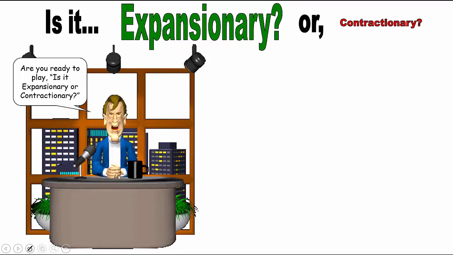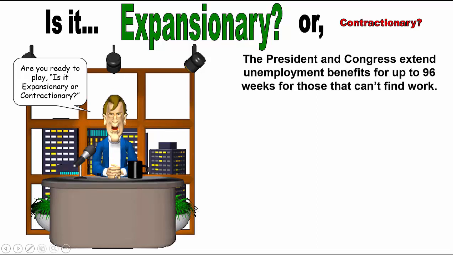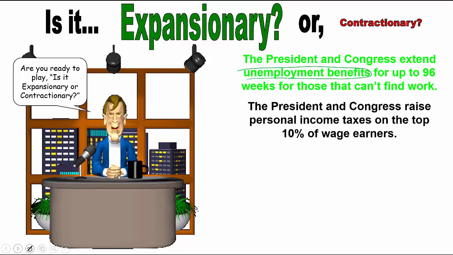All right, let's do the first one. The President and Congress extend unemployment benefits for up to 96 weeks for those that can't find work. So the key here is the unemployment benefits. That is money coming from the government to people that are unemployed so that those people will spend it. And so that is going to be expansionary. All right? Now, what about this one? The President and Congress raise personal income taxes on the top 10% of wage earners. So the top 10% to pay their fair share, blah, blah, blah.